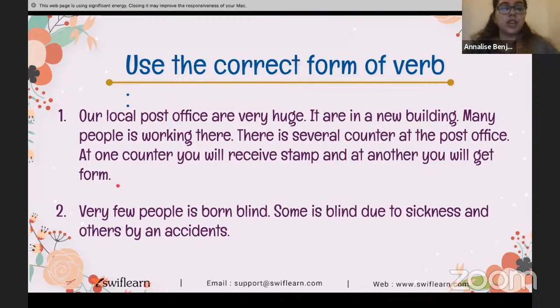Very good, forms. Okay. Now, in our second one, very few people is born blind. Now, what will you add over here? What will the change be?